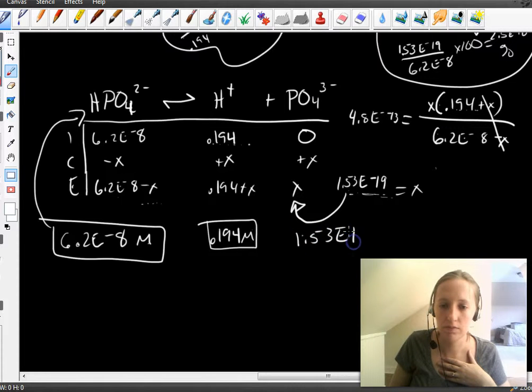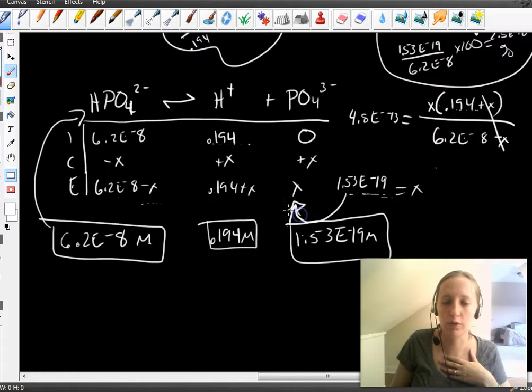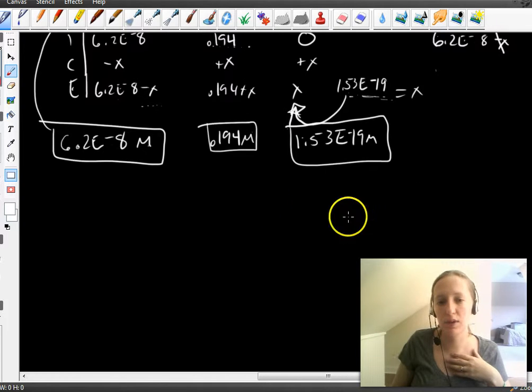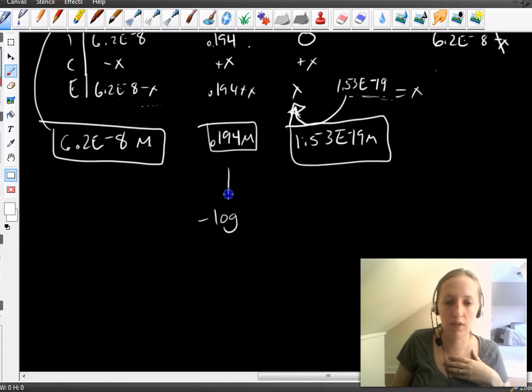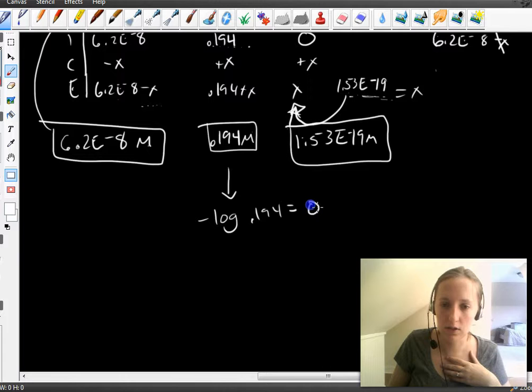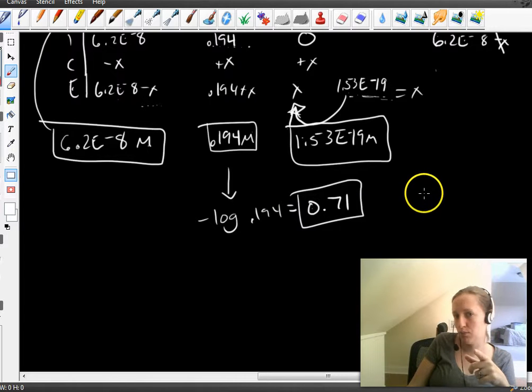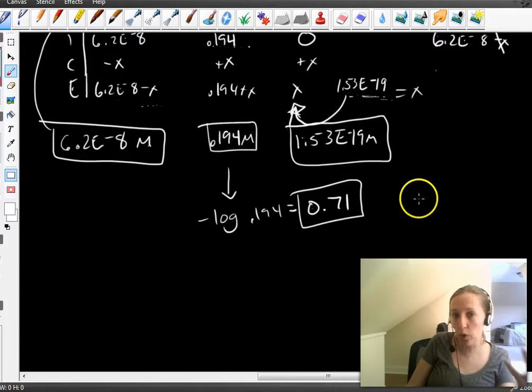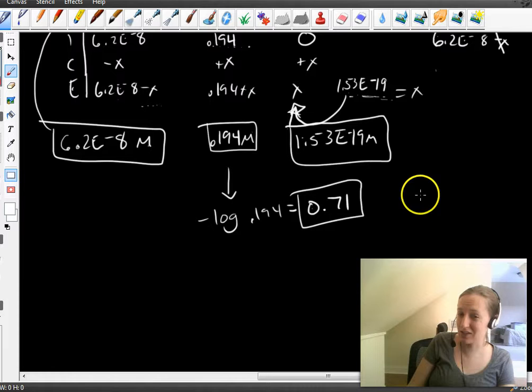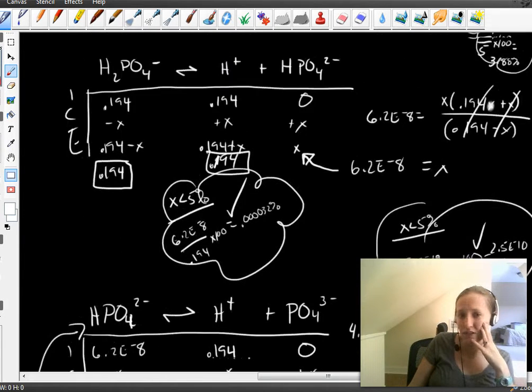So that's PO4 3 minus, and our pH is going to be negative log of that, which is 0.71, which I know what you're thinking. You're thinking, but that's a very low pH and this is a weak acid. But this is 5 molar. 5 molar is really concentrated, and this is actually a relatively strong-ish weak acid.